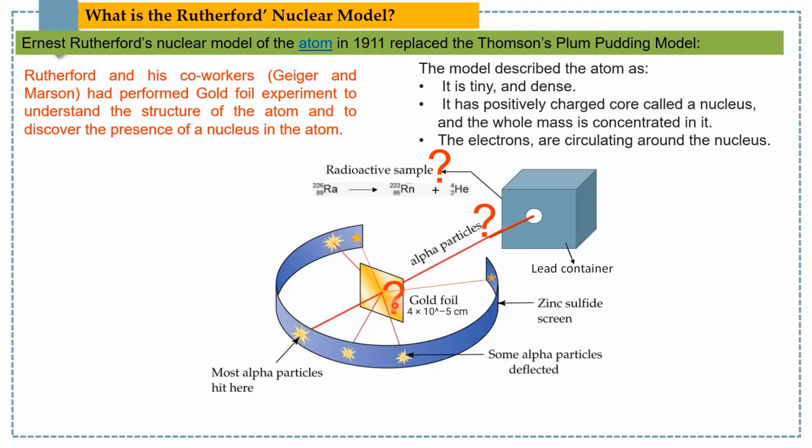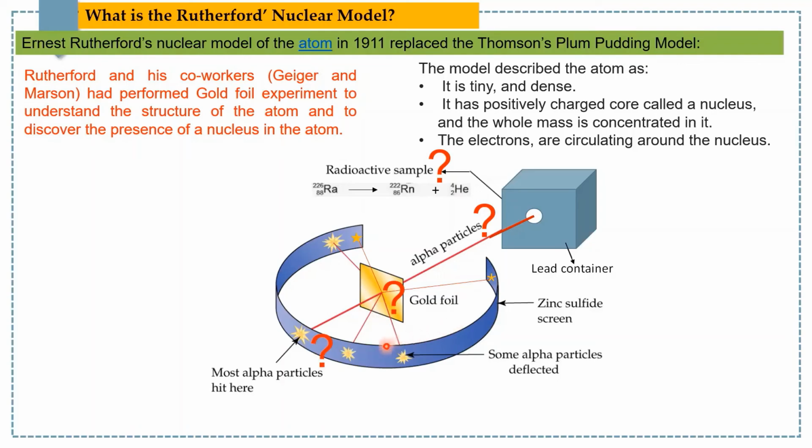Because thin gold foil of approximately 4 × 10^-5 centimeter consists of around 1,000 atoms, and this number of atoms was supposed to be small for the alpha particle scattering process, and the experimental requirement would be fulfilled very easily. Next, why did they choose a circular screen?